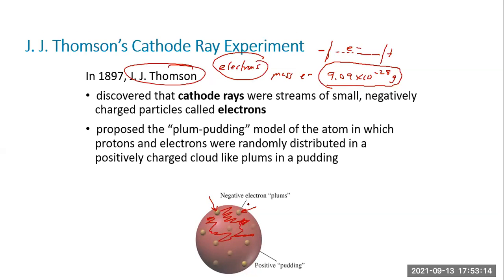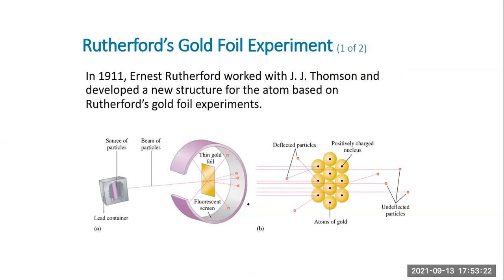This was a fairly accepted version of the model of the atom for a good period of time, until the next big experiment came through, and that was Rutherford's gold foil experiment. In Rutherford's gold foil experiment, Rutherford shot what are referred to as alpha particles.